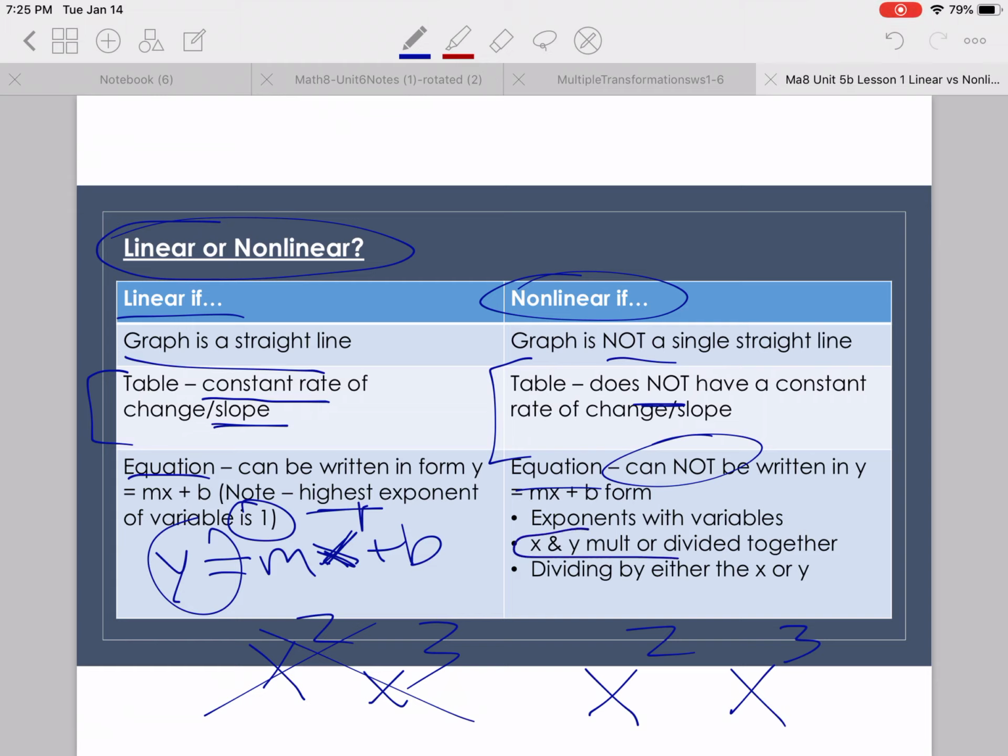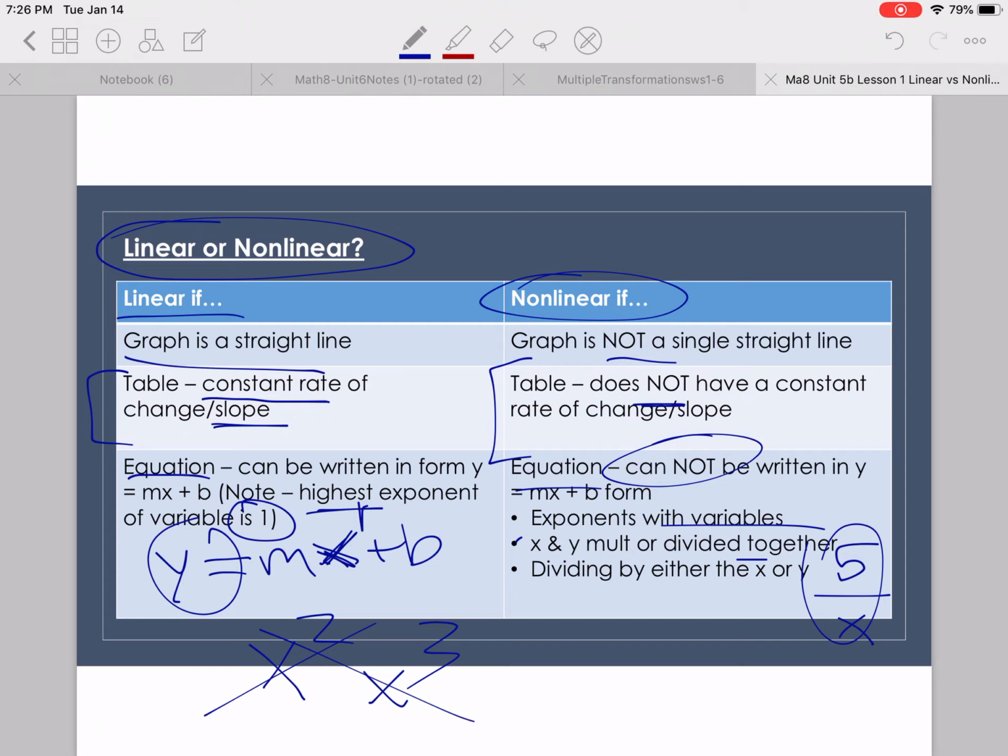But there could be some other things. Maybe x and y are multiplied or divided together. If you have an x over y, or an x times y squared multiplied together, those are some issues. So you can't have things like that. And then actually the one other case they mention here is that you can't divide by x too. So if you have like 5 over x somewhere in the equation, immediately you know that's going to be nonlinear right there.